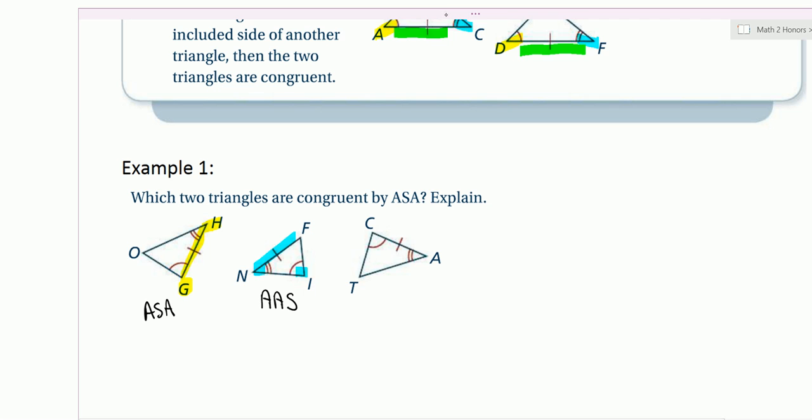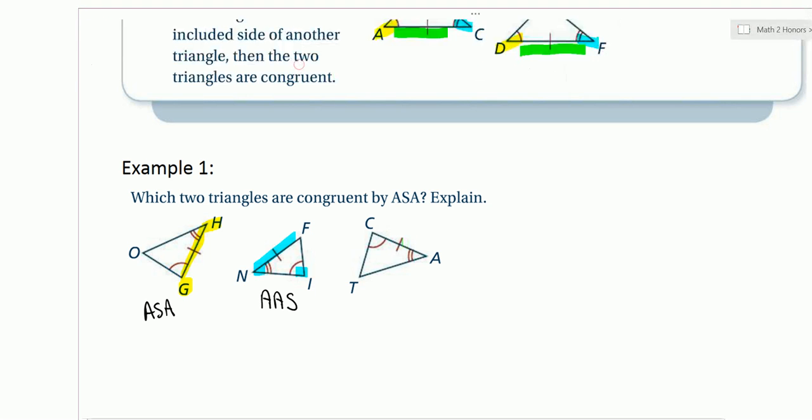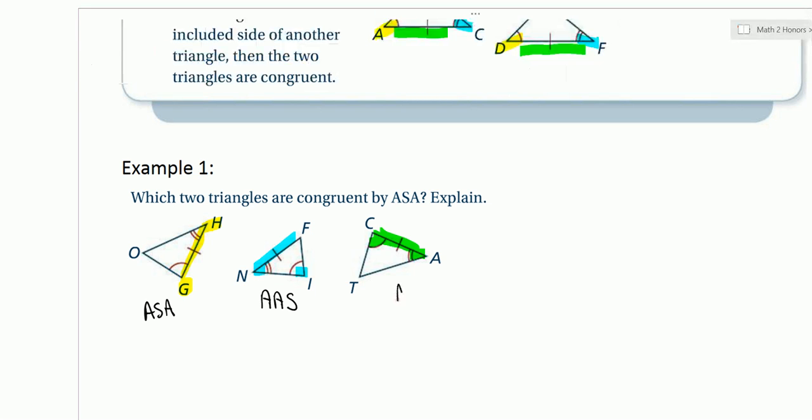And then this third triangle, we have two angles that are marked here, and then the side between the angles, CA, is marked. And so we do have that angle, side, angle pattern. And so these two are using the angle, side, angle pattern, but are they congruent?